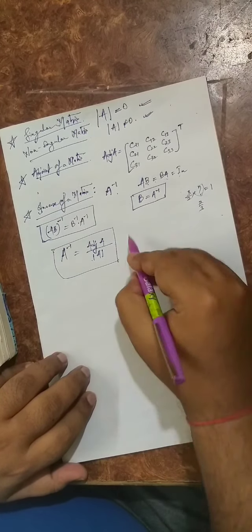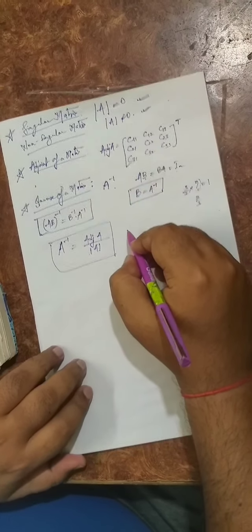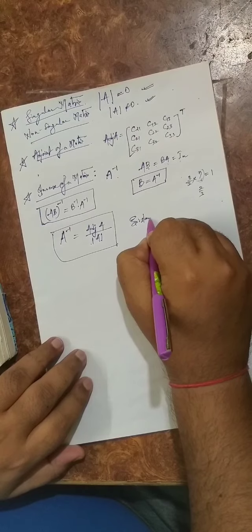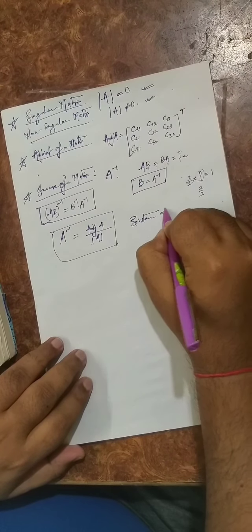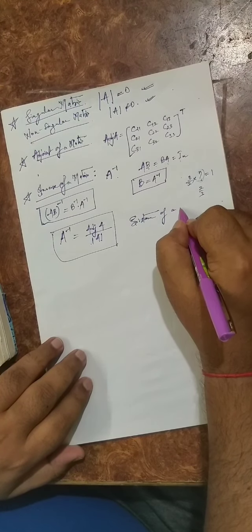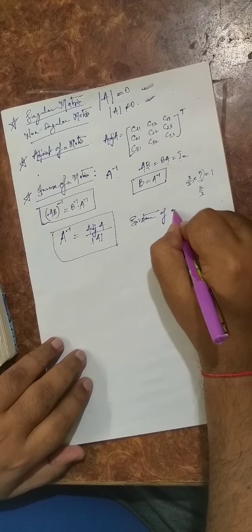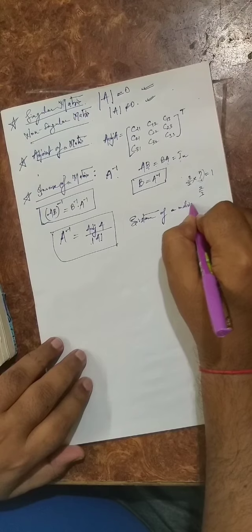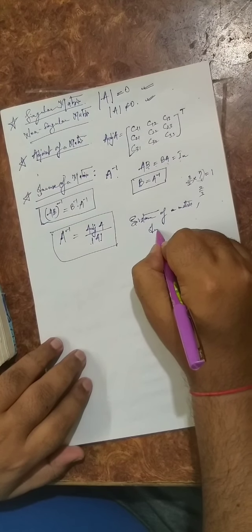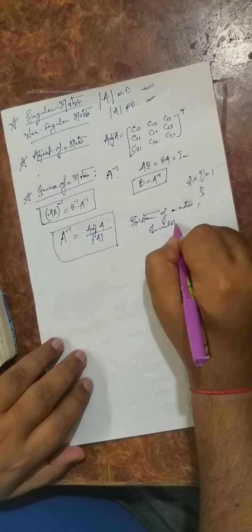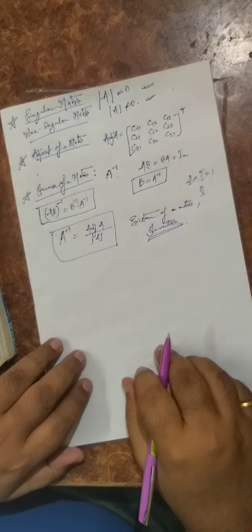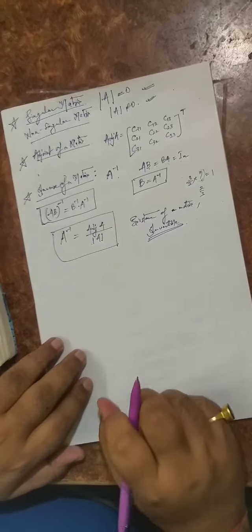So one more question is there in this topic, that is existence of a matrix, whether it is invertible or not. Invertible means whether you can find the inverse of a matrix or not.